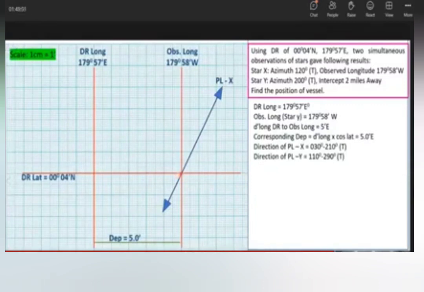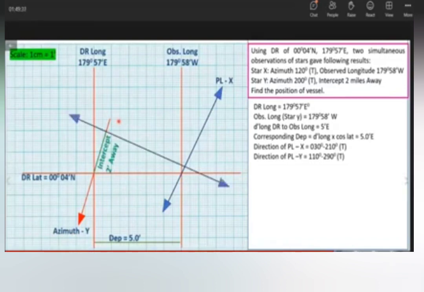On the graph passing through this point. For PL of Y, we identify the ITP first. So we draw the azimuth of Y through the DR. Here is the azimuth in the direction of 200 degrees true. Now in this case, the intercept is 2 miles away. So we mark off 2 miles in the opposite direction, represented by this green line out here. So this is the ITP in the away scenario. Through this perpendicular to azimuth, we draw the PL, and this is the PL for Y. Where the two intersect, this point is the fix of the vessel.